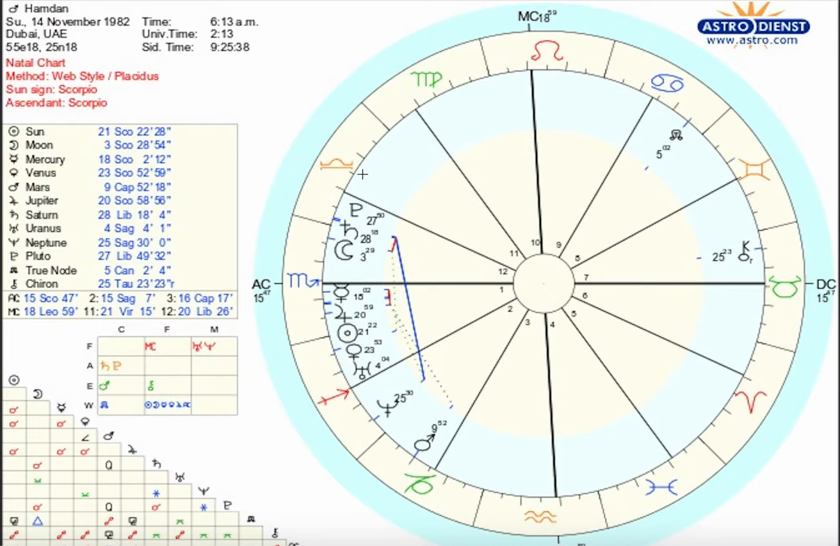So think of his chart right here as a pizza, and every house is a different slice. Houses represent areas of your life, and this is where the action takes place. The first house, which is over here, is always to the left, and the following houses always go in a counterclockwise direction. Each house is associated with an element, quality, and a sign.